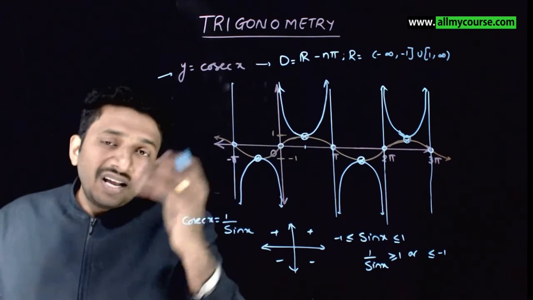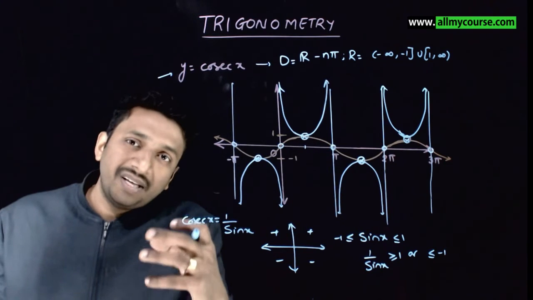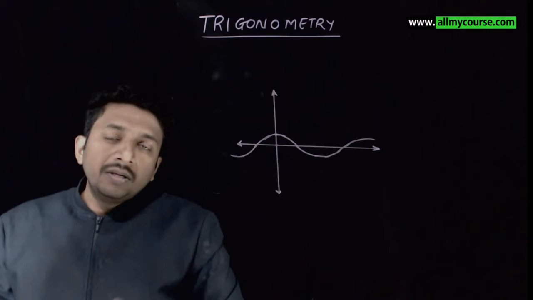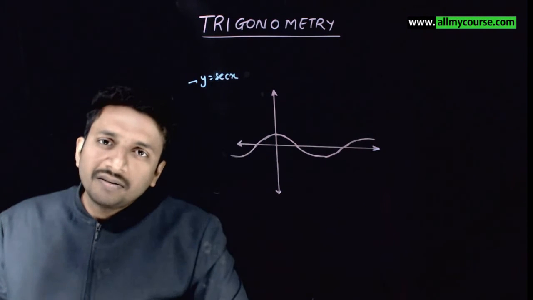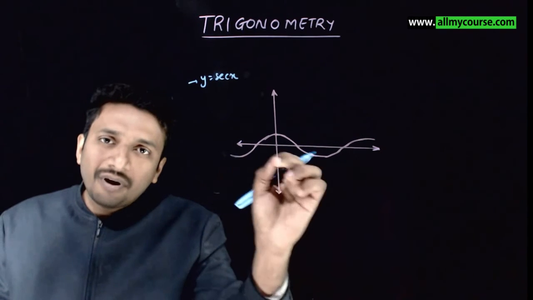So the graph of secant x also looks similar. The graph of secant x will be cups above the graph of cos x. Let us see how the graph looks. If you look at the graph of y equals secant x, it is simply cups above and below the values of the graph of cos x.